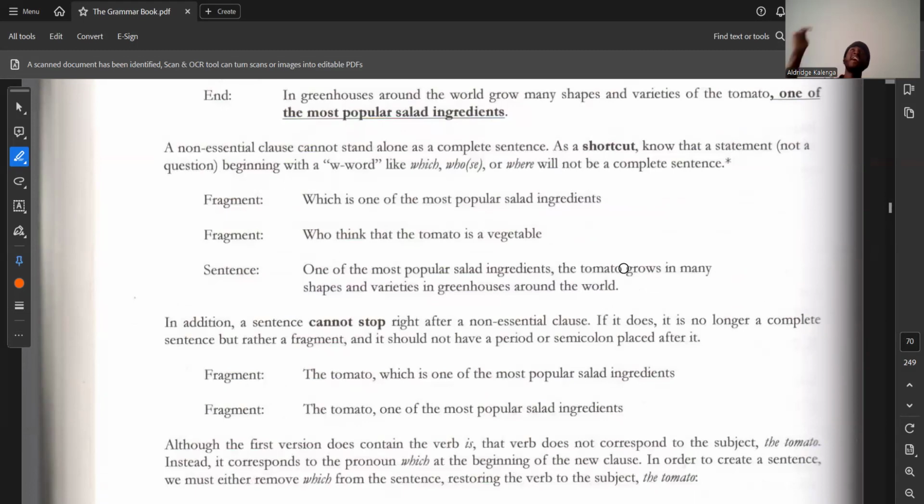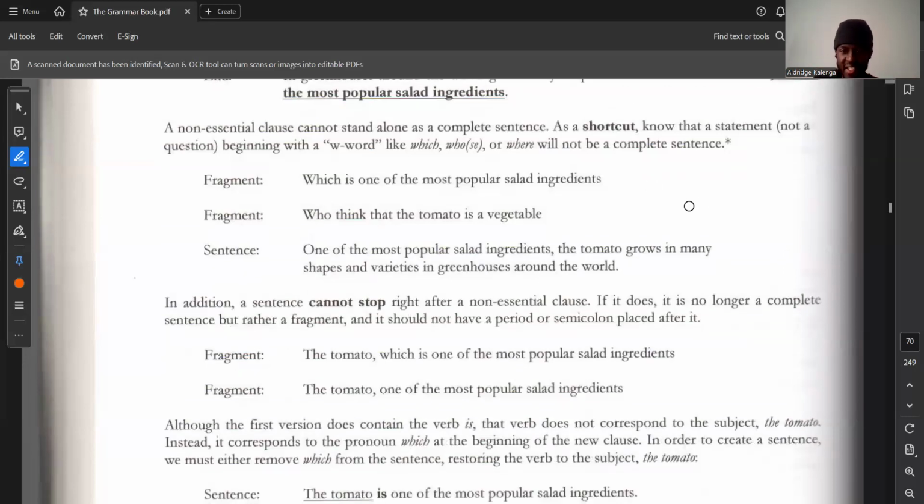So a shortcut, now back to Louis. Remember when I told you about the question mark thing? Okay, so a shortcut is, if you have a statement, not a question, that begins with a W word, like which, whose, where, it's not going to be a complete sentence. It's going to be a fragment, like, which is one of the most popular salad ingredients. Who think that the tomato is a vegetable? So you need to have a question mark.